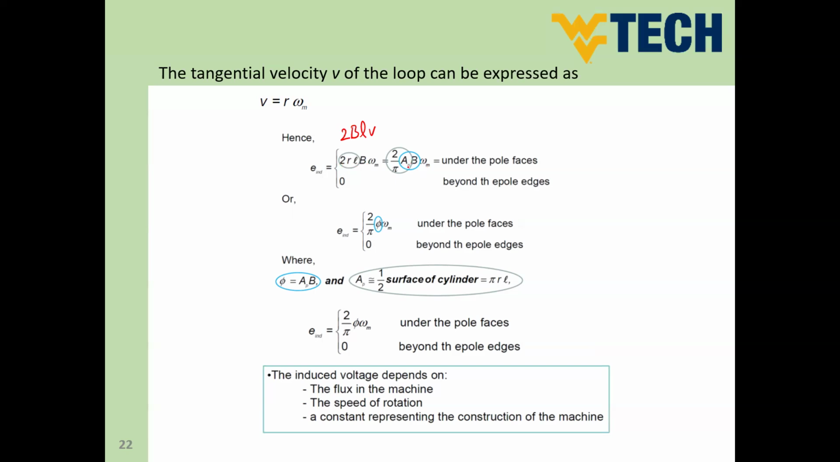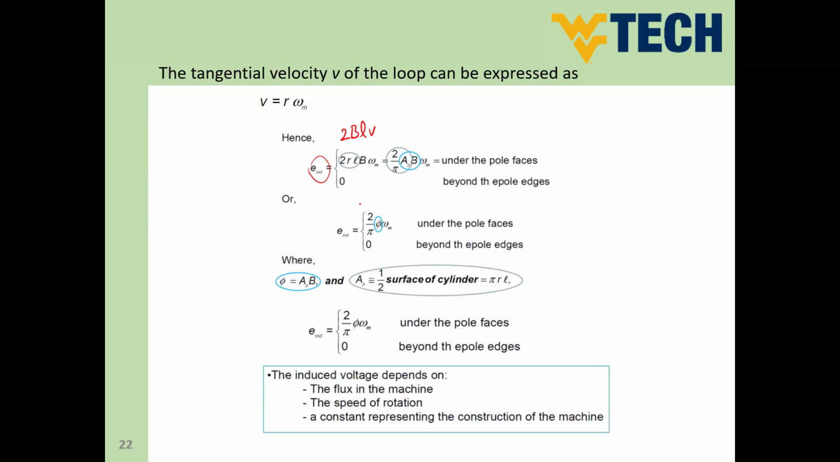AP divided by pi. So this actually depends on the dimension and the coil cross-section area. So the area, guys, equals half times the surface of the cylinder, which is going to be pi times R times L. So we can replace that here by AP. So it's going to be 2 divided by pi times AP times B times omega. And this is going to be the induced volt under the pole faces. And this is again the induced volt on just one turn.